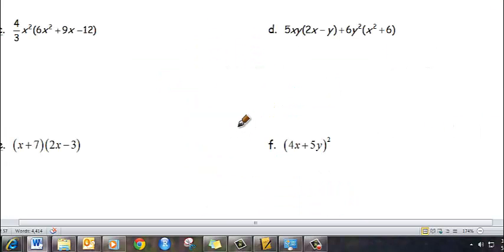Alright, let's do a couple simplifying polynomial expressions. When we do a problem like D, you're going to distribute just like we did earlier, but we've got to be careful about our variables. So you multiply the numbers, 10, x times x would be x squared, and then there's just a y, so just regular y.